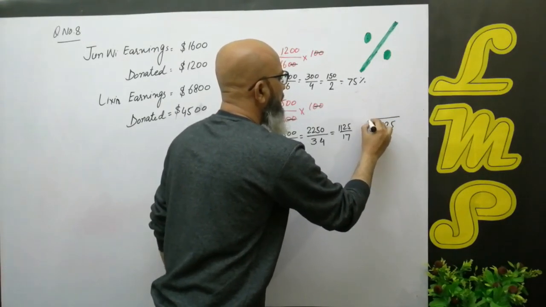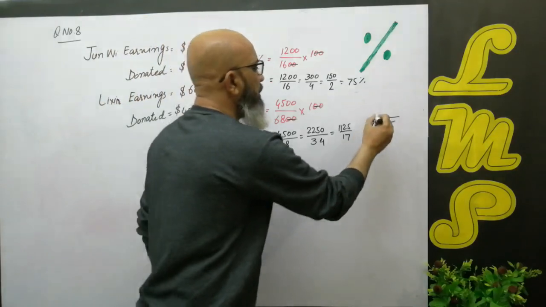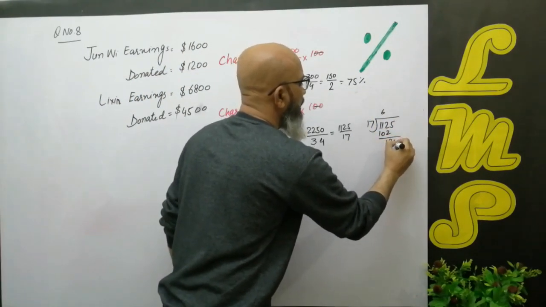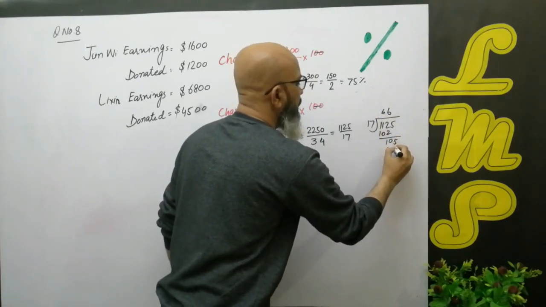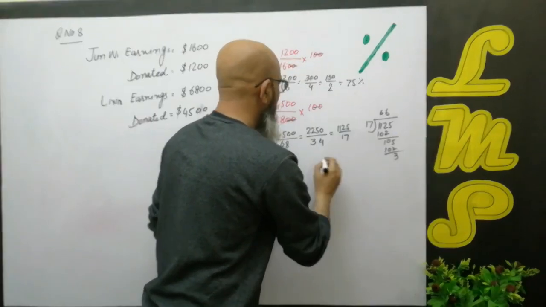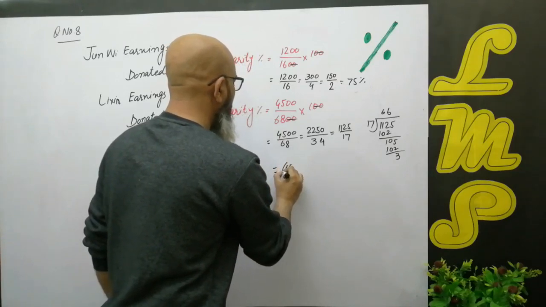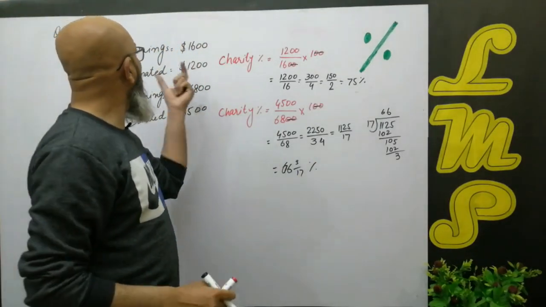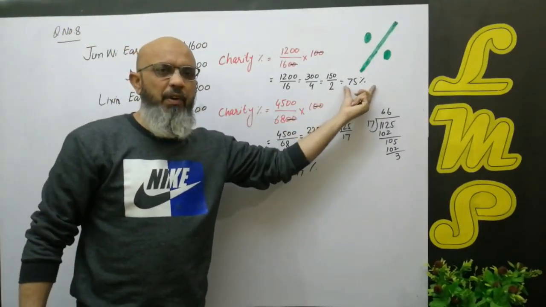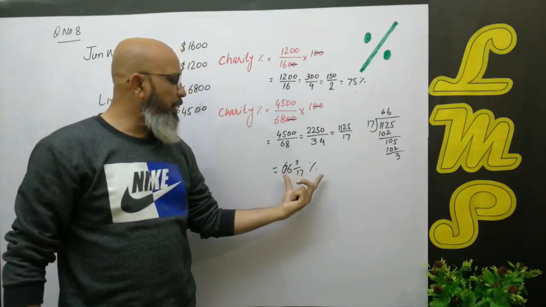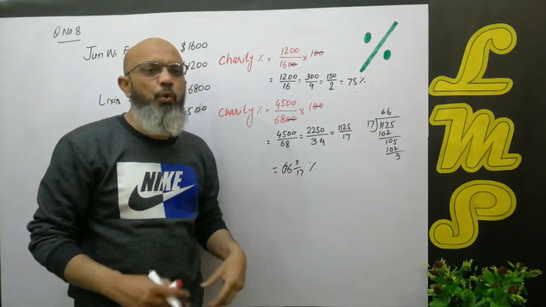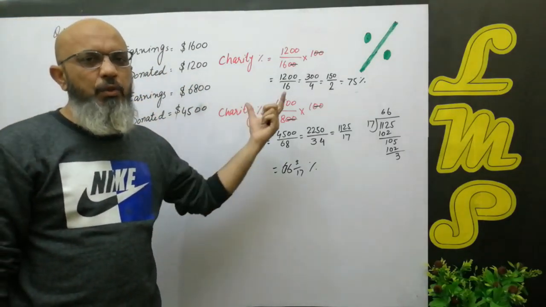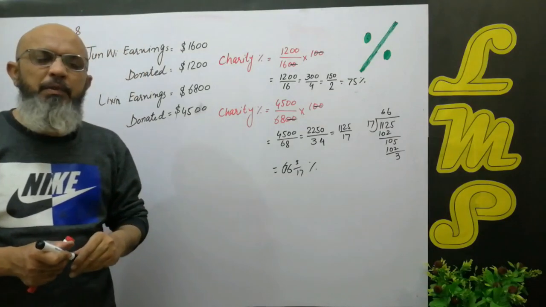1125 divided by 17. 17 6s are 102. So what do we get here? 10 5 again 102. So 3. So it means he donated 66 3 over 17 percentage, and John V donated 75%, and his manager donated 66%. So who donated more? John V donated more. So that is your exact answer. So that's all from this exercise.